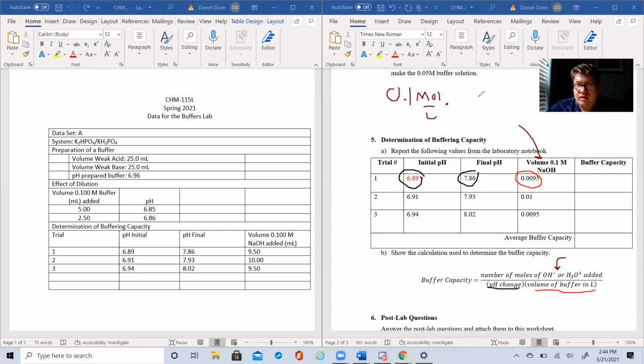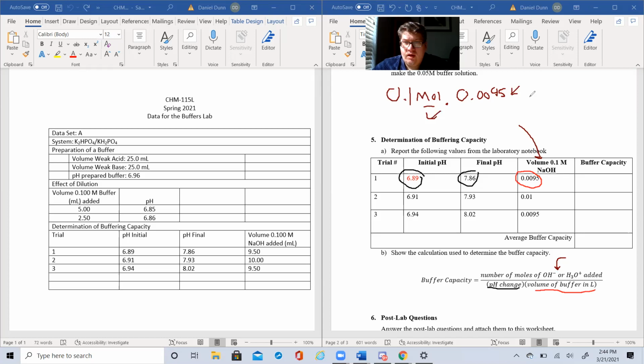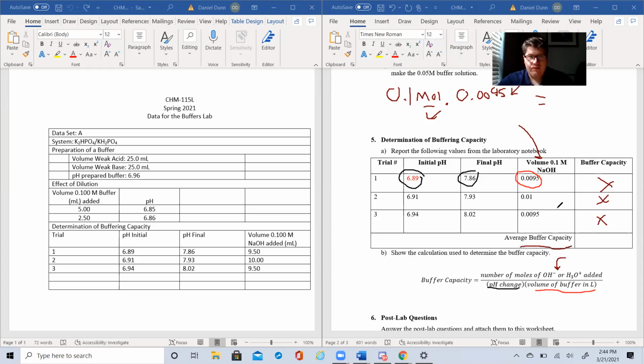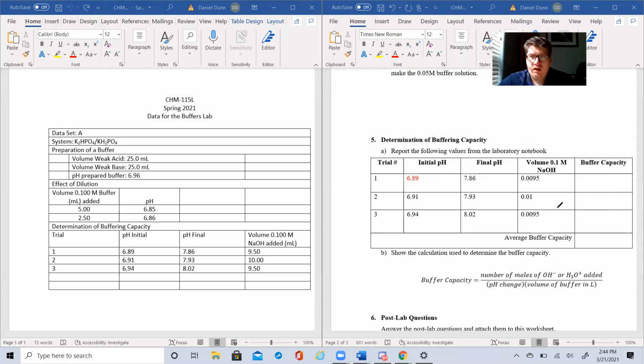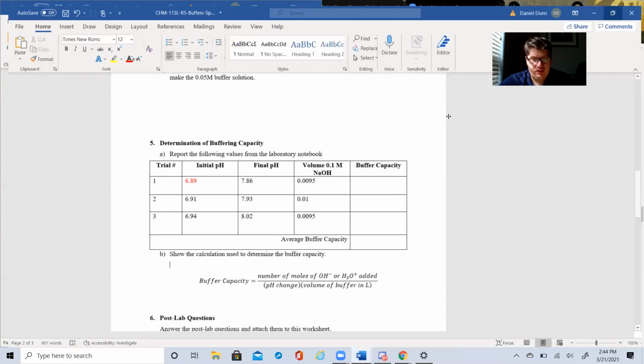So if I do this, I can multiply that by 0.0, boom, boom, cancel, cancel. And right there will give you the number of moles. That equals buffer capacity, put that here, here, and here. Add those up, divide by the amount, and you get the average buffer capacity. And that's pretty much all the calculations you need for this entire lab. And let's go to the post-lab questions.